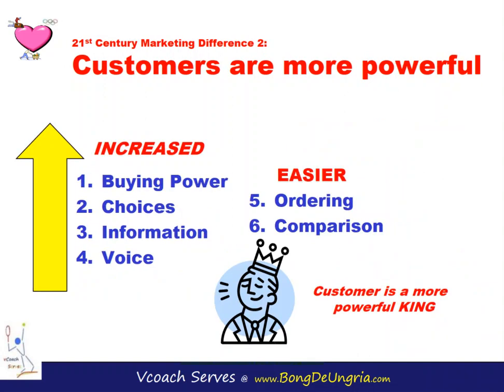Customers have increased buying power because they have access to information, giving them more choices and allowing them more voice to either complain or praise your product in social media or other platforms, where it used to be they wouldn't be heard. Now the consumer voice has increased so much. The customer is now a more powerful king. They were kings before, but because there's easy ordering from so many possible suppliers and it's easy to compare, they have become more powerful.